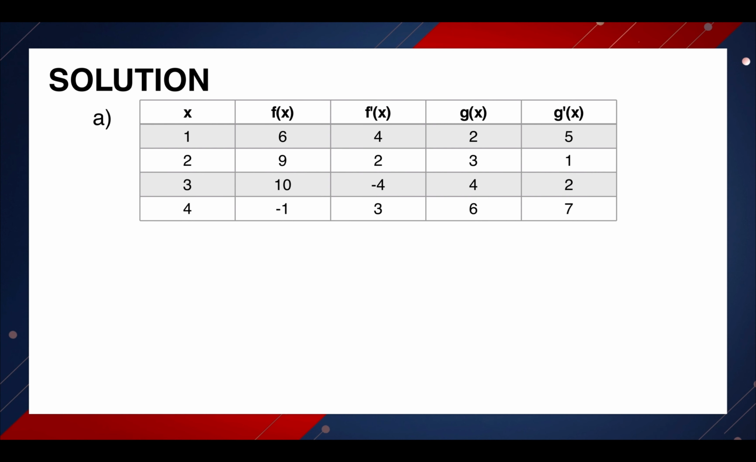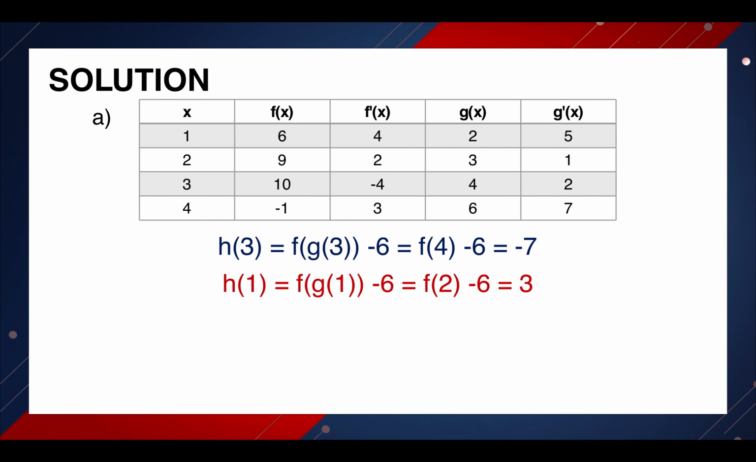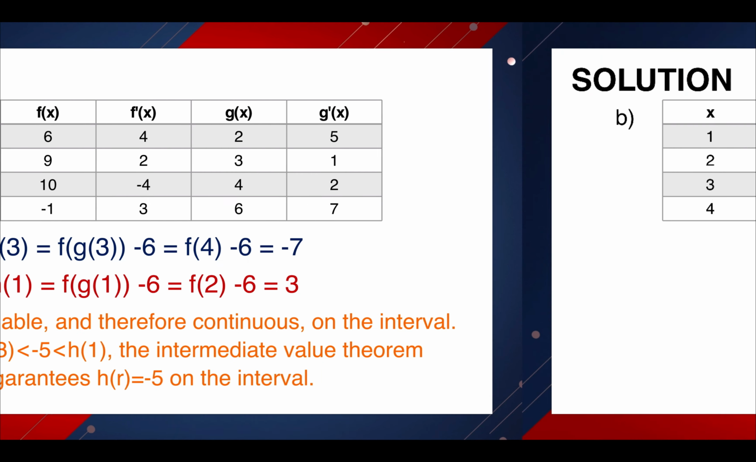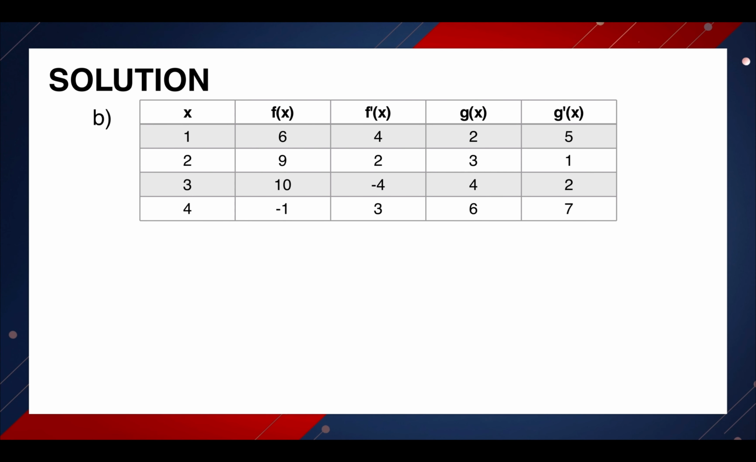So firstly, for the first question, we need to first find the value of h(3) and h(1). By plugging in those values from the table, we can find that the value of h(3) is equal to negative 7 and the value of h(1) is equal to 3. So since h(x) is differentiable and therefore continuous on the interval, because negative 5 is larger than h(3) and smaller than h(1), the intermediate value theorem guarantees that there is a value r such that h(r) is equal to negative 5 on the interval. And now let's move to question B for question 1.